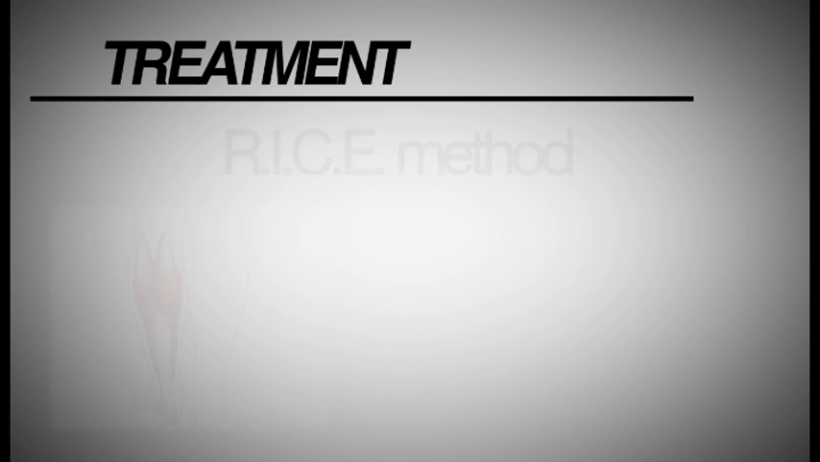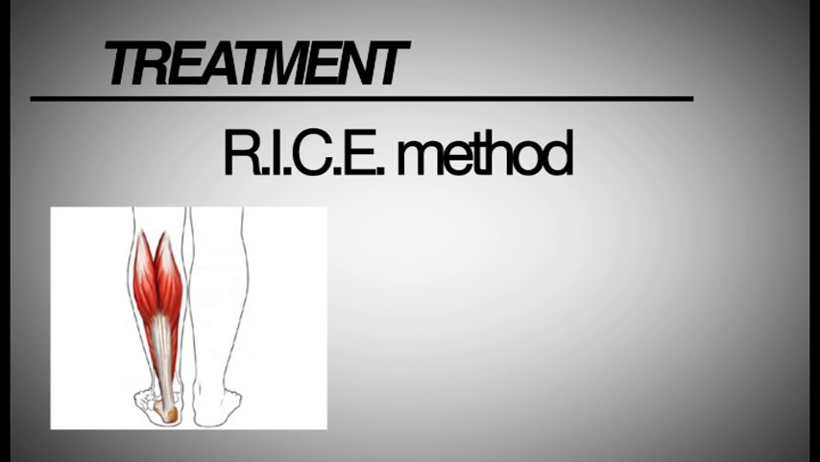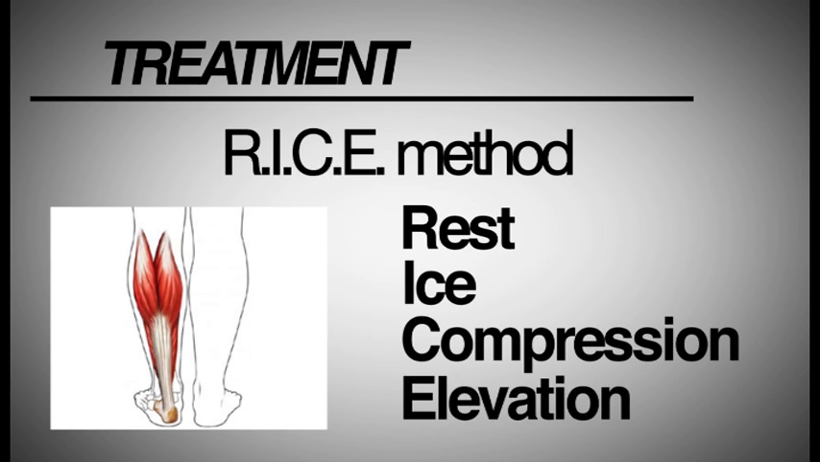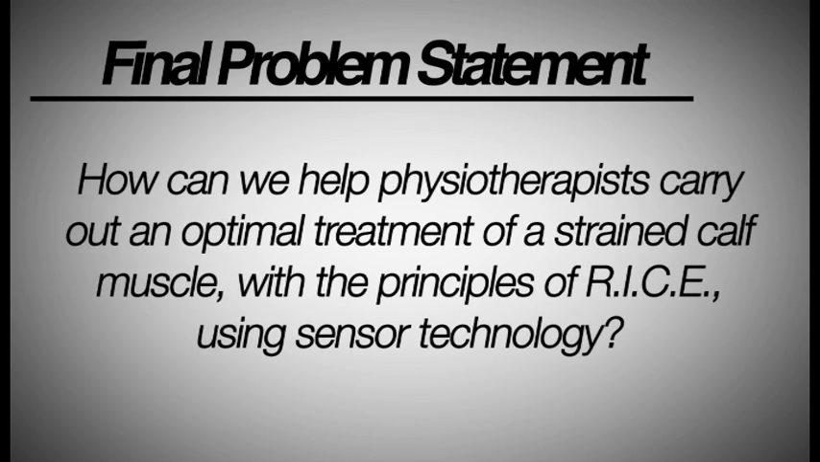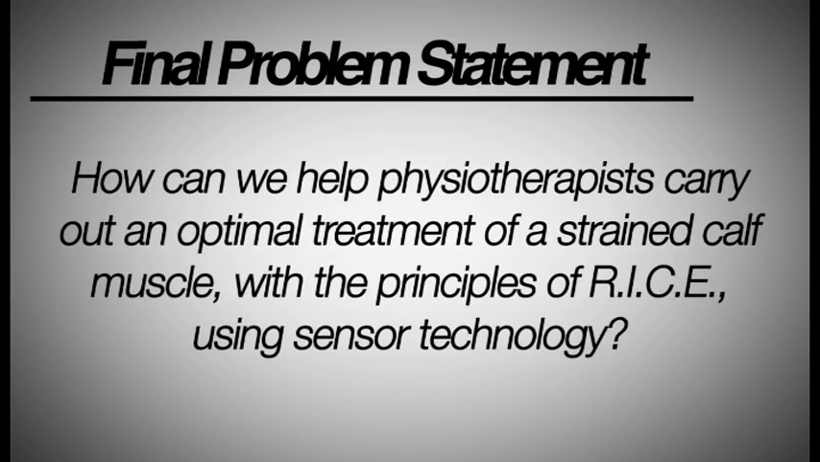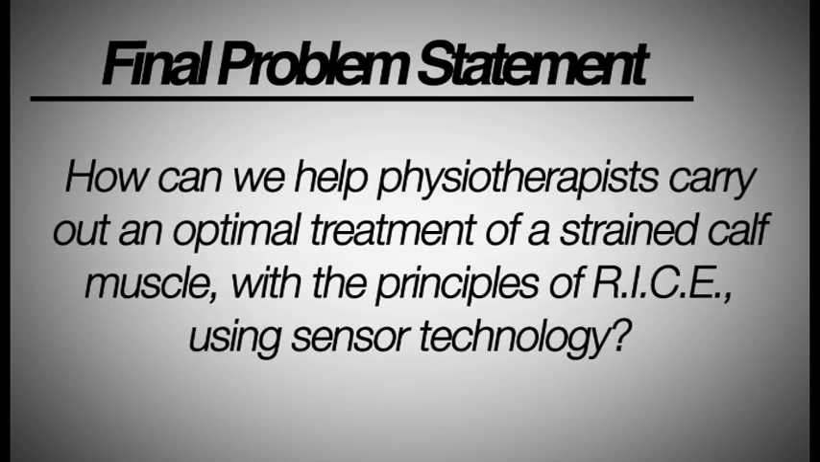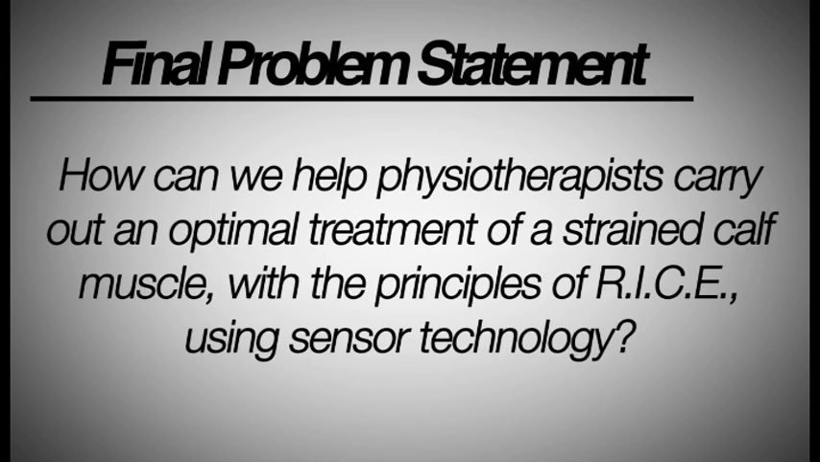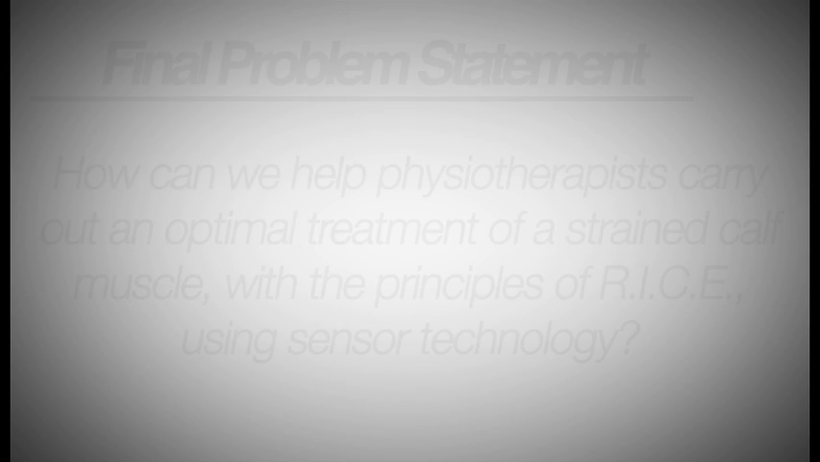A strained calf muscle is treated by a method called R.I.C.E. R.I.C.E consists of the four principles: rest, ice, compression, and elevation. From here, the final problem statement was formed. How can we help physiotherapists carry out an optimal treatment of a strained calf muscle with the principles of R.I.C.E using sensor technology?